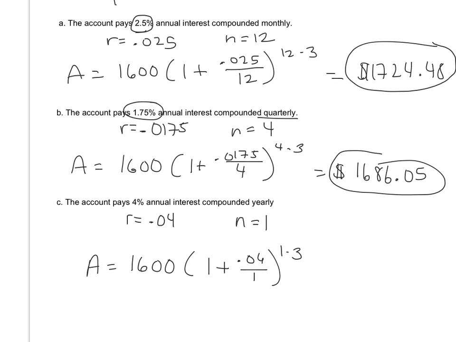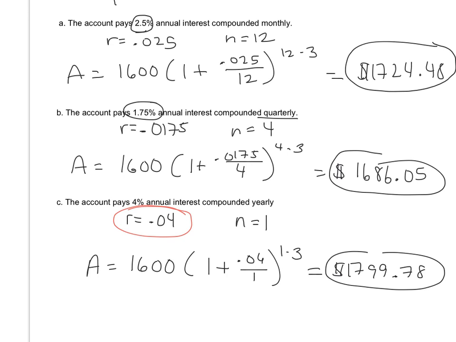So I'll do the same thing. So 1,600 times (1 plus 0.04 divided by 1) to the power of 1 times 3 is going to give me 1799.78. So that's the largest of the 3 amounts. The compounding things are different, but the biggest thing is this rate. The rate is the predominant thing that's going to help you get more money. So if you're looking at an account, you always want to get a higher rate versus getting interest more often, because it will always benefit you to get a higher rate.